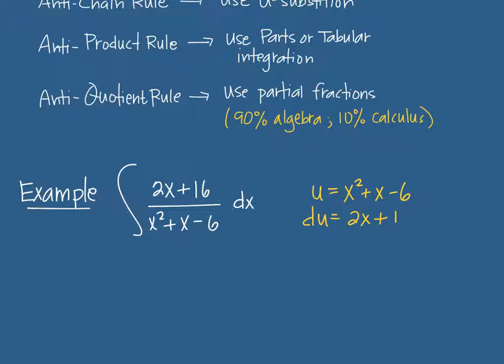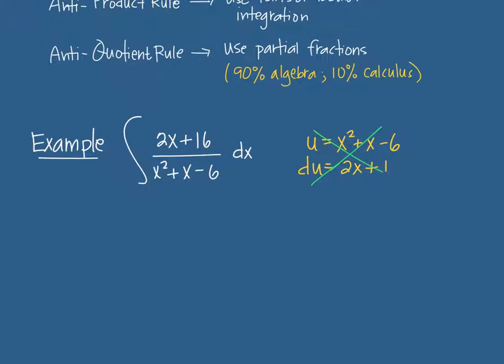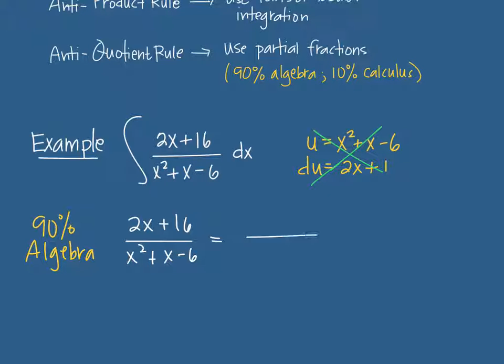But in a situation like this where the du, the differential, is not helpful in reducing, then we realize that the U substitution is not the right option. And so it's going to be partial fractions. So here comes your 90% algebra. You take the 2x plus 16 over x squared plus x minus 6, and you split it into partial fractions over the two different factors of the denominator. The denominator can be factored into x plus 3 and x minus 2.